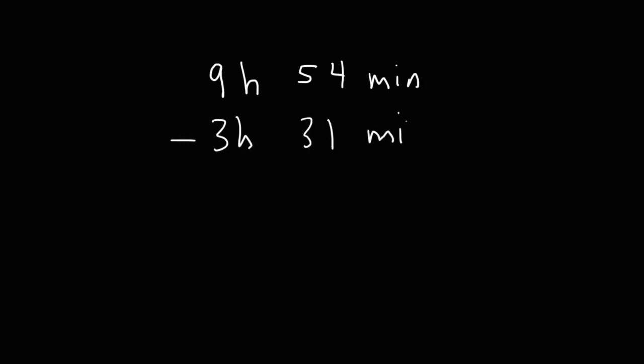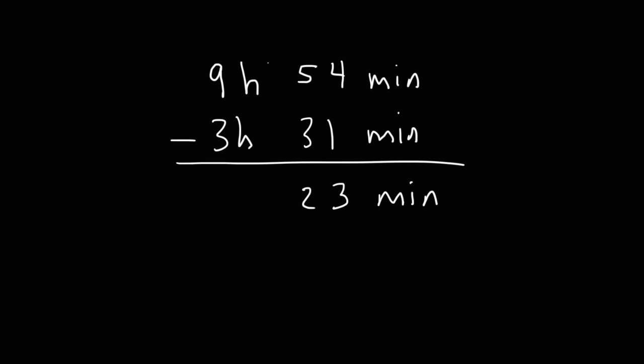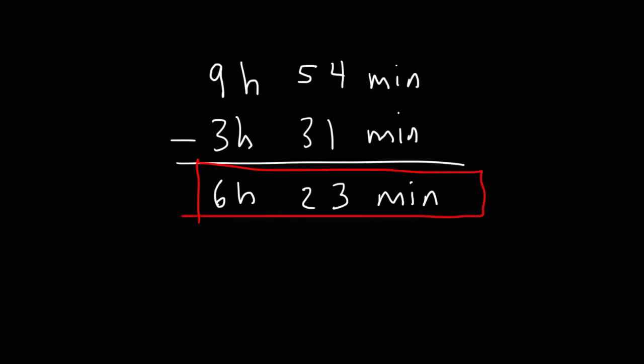Now let's work on an example where we need to subtract time. So let's say we have 9 hours and 54 minutes, and let's subtract it by 3 hours and 31 minutes. So let's start with this column first. 4 minus 1 is 3, and 5 minus 3 is 2. So subtracting 54 by 31, we get 23. And then we need to subtract 9 hours by 3 hours, which will give us 6 hours. So the answer here is 6 hours and 23 minutes.